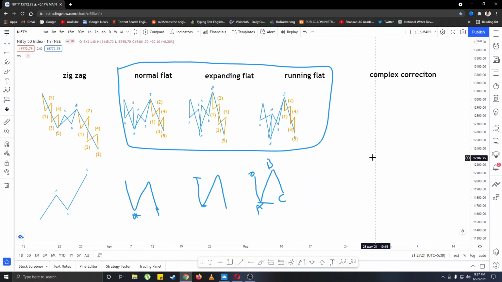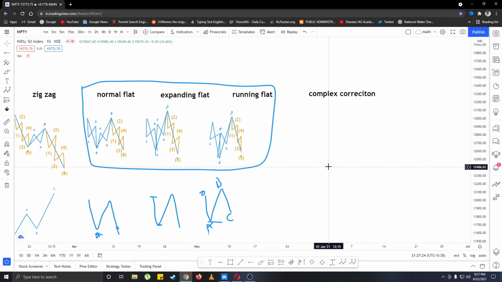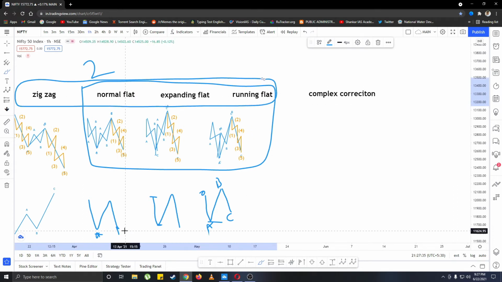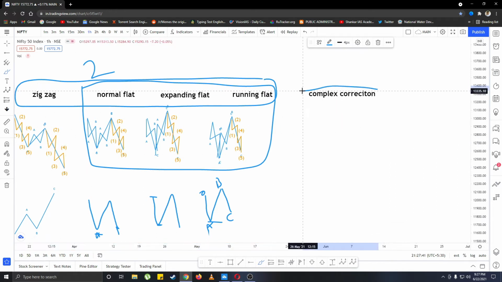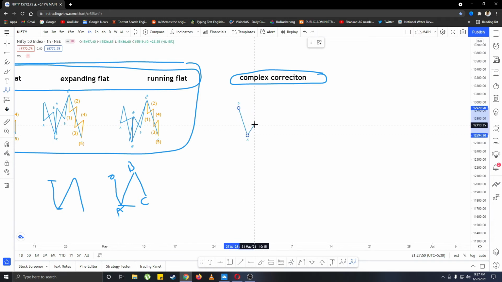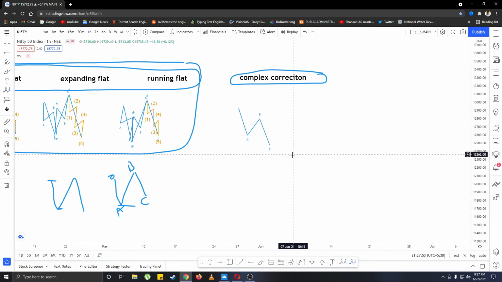Now the last type of correction is a complex correction. A complex correction is basically a combination of these corrections. In certain cases, we have a double zigzag correction, and in a complex correction the patterns are joined by a link wave X. Now let me explain how it looks. Let's say there is an A, B and a C correction, but the market thinks that the desired correction is not over. So what happens is that we get a wave X. This is called a wave X.